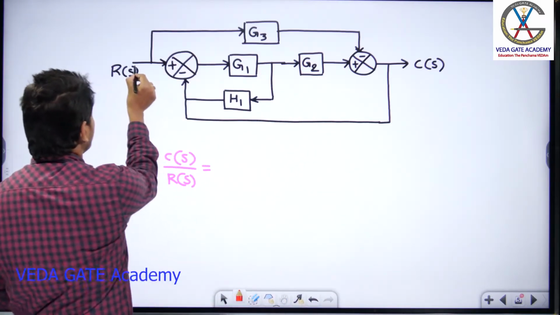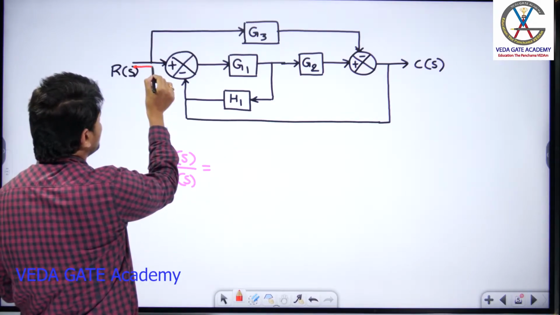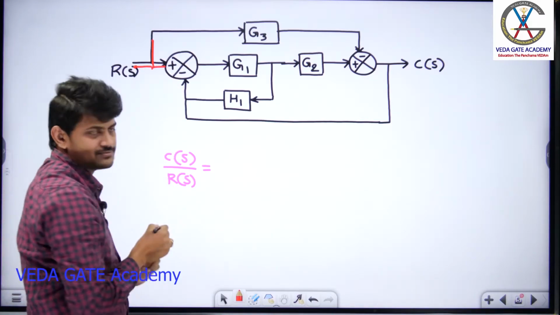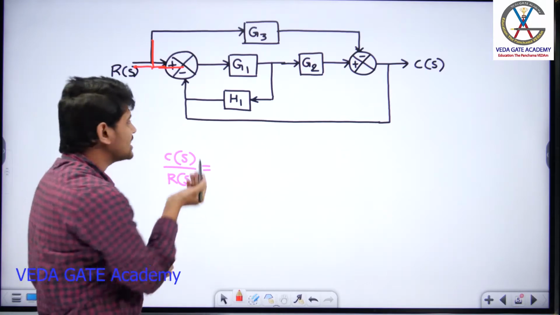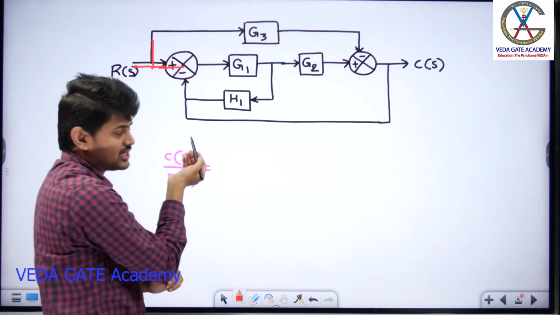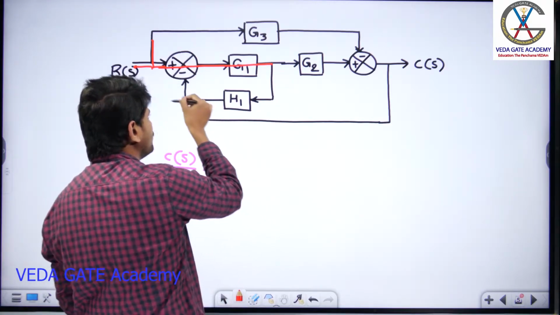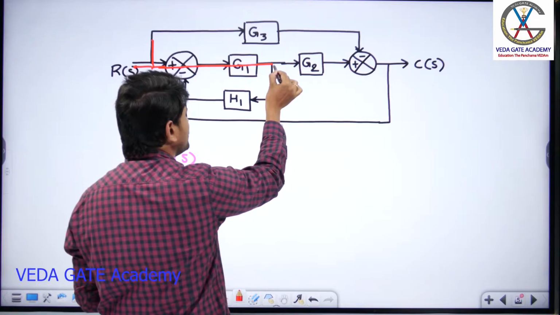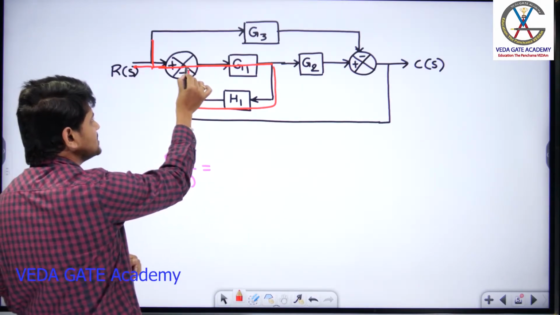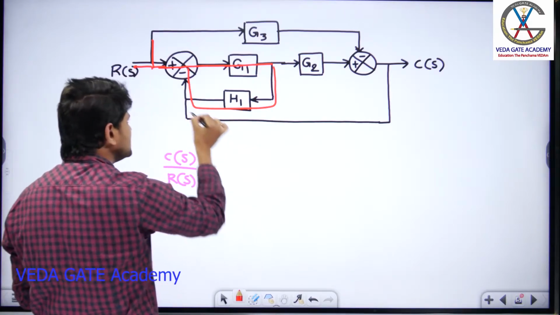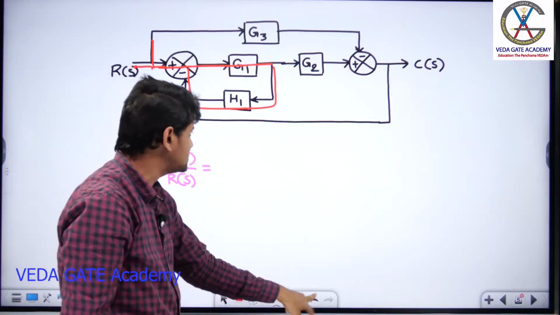If I start from R of S, I can travel in this way. After reaching this point, either I can travel in the upward direction or in this fashion. First I will move here. After reaching here, can I move in the downward direction? No, because the arrow is in the upward direction. So I will further travel in this fashion. After reaching here, I cannot move in this fashion, right? Because if I move in this fashion, this particular summing point is touched two times, once here and a second time here. No node or path can be met more than once, so this is not the correct way.